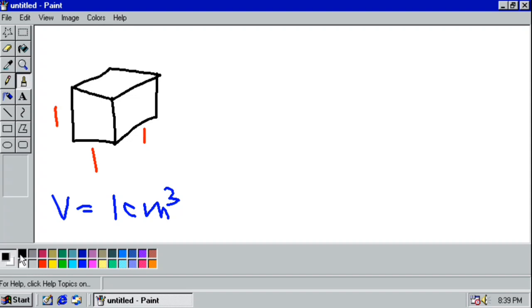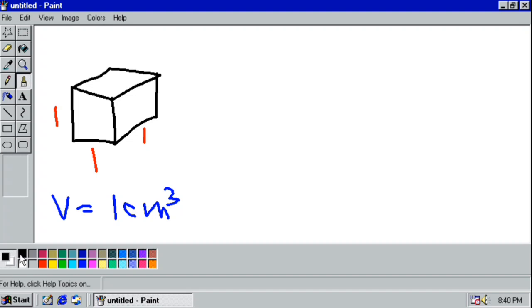A geometric figure that has 3 dimensions and takes up space is called a geometric solid. The volume of a geometric solid is a number that tells us how many cubes of a certain size it will take to fill up the solid. It is helpful to think of sugar cubes when discussing volume.